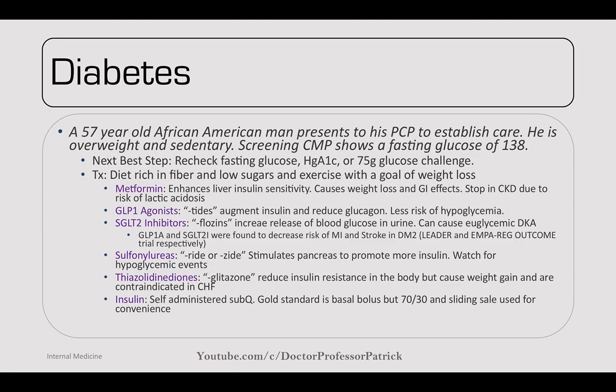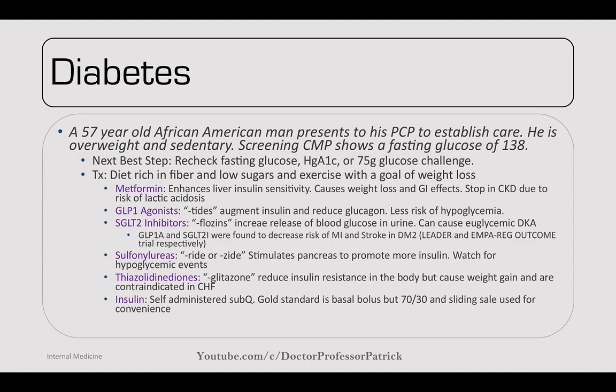Now, some of the older medications, sulfonylureas, they end in rides or zides. They stimulate the pancreas to produce more insulin, and you have to watch for hypoglycemic events, and there are also sulfa drugs, so you have to watch for sulfonylurea allergies. Lastly, there's thiazolidinediones. They end in glitazone. They reduce insulin resistance in the body, but they can cause weight gain and are contraindicated in CHF.